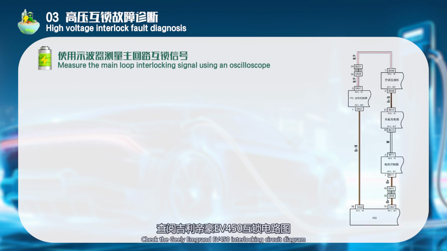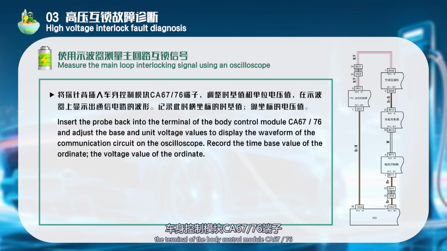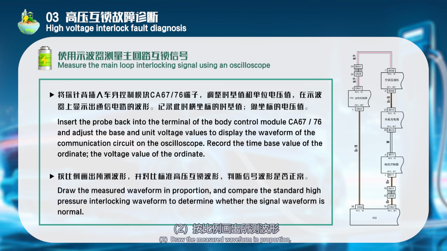Check the Geely Emgrand EV450 interlocking circuit diagram for the following tests. 1. Insert the probe into the terminal CA67/76 of the body control module and adjust the time base and unit voltage values to display the waveform of the communication circuit on the oscilloscope. Record the time base value of the abscissa and the voltage value of the ordinate. Draw the measured waveform in proportion, and compare it with the standard high-voltage interlocking waveform to determine whether the signal waveform is normal.